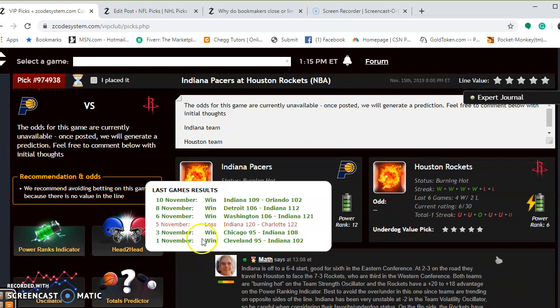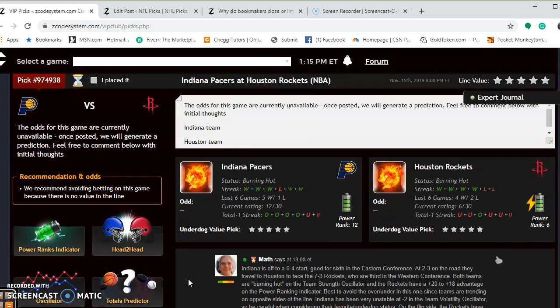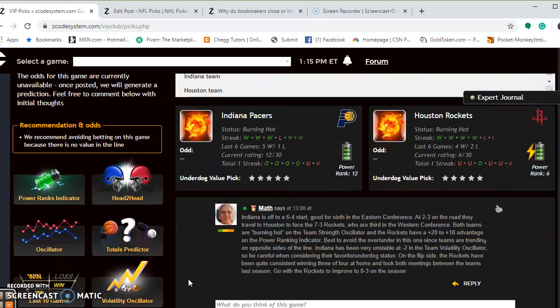Go down through here. This is probably the matchup of the day. Indiana Pacers versus the Houston Rockets. Indiana is off to a 6-4 start, which is 6th in the Eastern Conference. They are 2-3 on the road. Houston is 7-3 for the season, 3rd in the Western Conference.